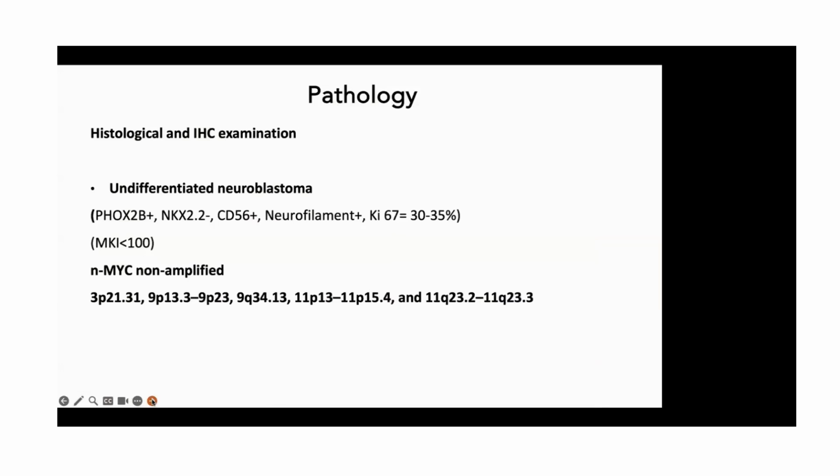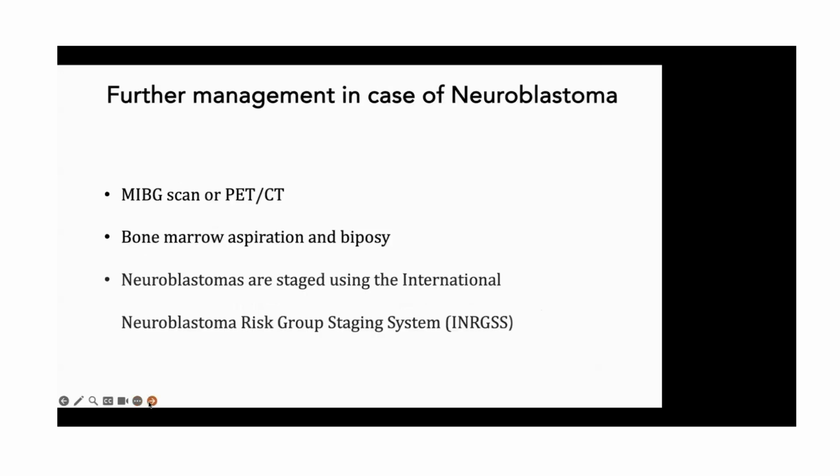Another very common tumor. I have to say that neuroblastoma is the most common solid extracranial tumor, and it is most common in children from 1 to 5 years old. In this case, it is very important to understand all the molecular genetic testing, because in neuroblastoma it's very important to understand the stage, and we will talk about this in the next slide.